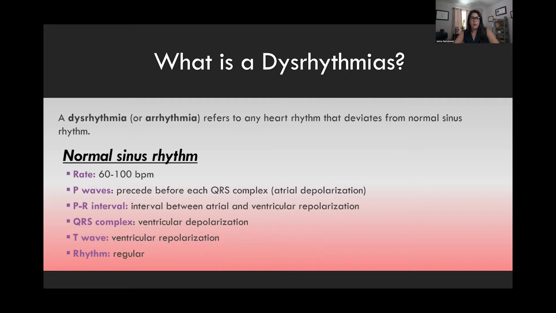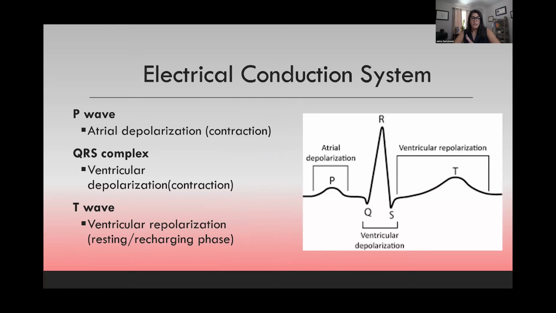So don't worry. Now, what a dysrhythmia is, or is often called an arrhythmia, is anything that is basically not normal sinus rhythm. Anything that doesn't follow this rule that I have listed here is considered a dysrhythmia or arrhythmia. These words are interchangeable, so you're going to hear me refer to them in any way. So let's look at the conduction system.